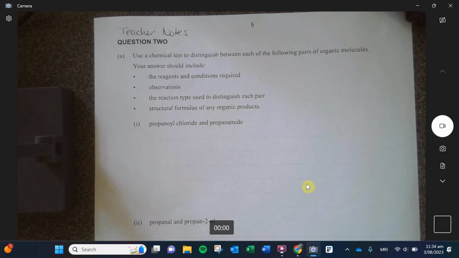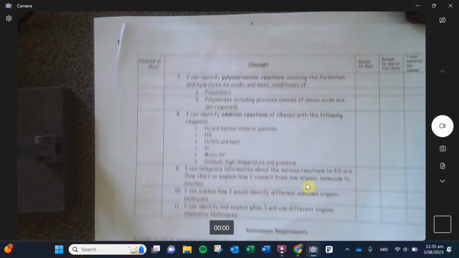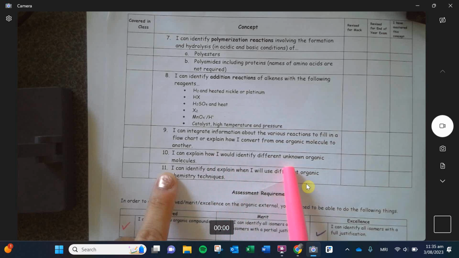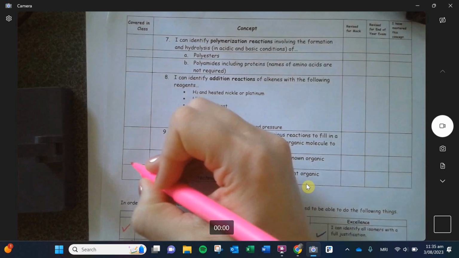Cool. All right. So let's talk about the identification component of the organic exam. Just so that we are aware of what we're working on in our checklist, we are looking at number 10: I can explain how I would identify different unknown organic molecules. So I'm just taking that one off.